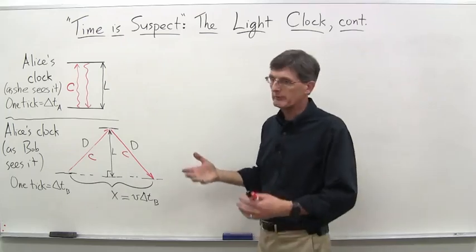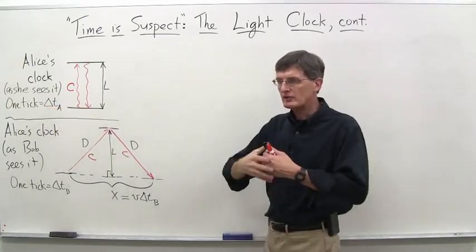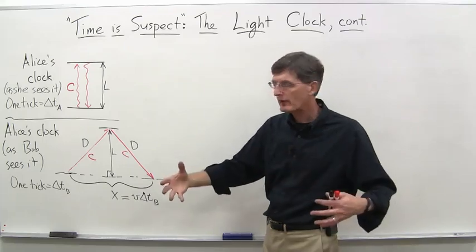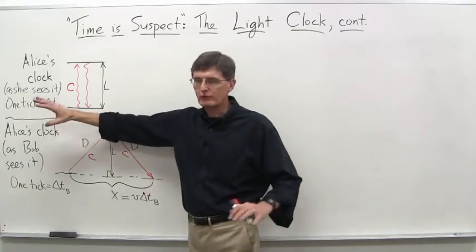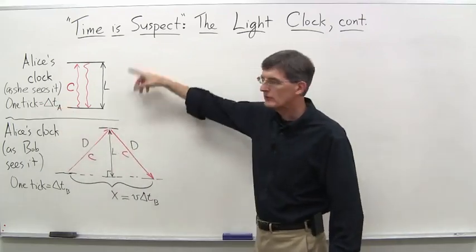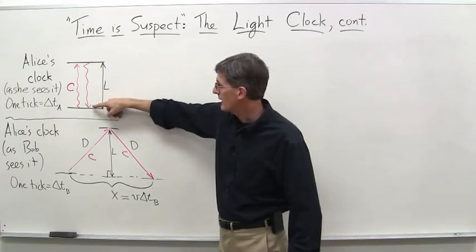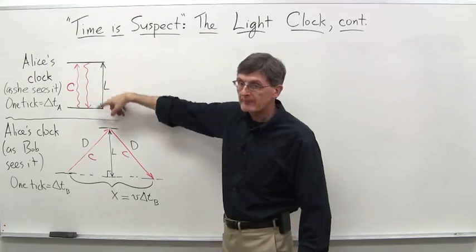Delta, as you may or may not know, the Greek letter delta is often used as a symbol for a change in something or perhaps a lapsed time. So that's why we're using it here. There's no special meaning to it or anything like that. It's just delta T sub A is one tick of her clock, which is the round-trip travel time for the light pulse to get to the top and back down again.